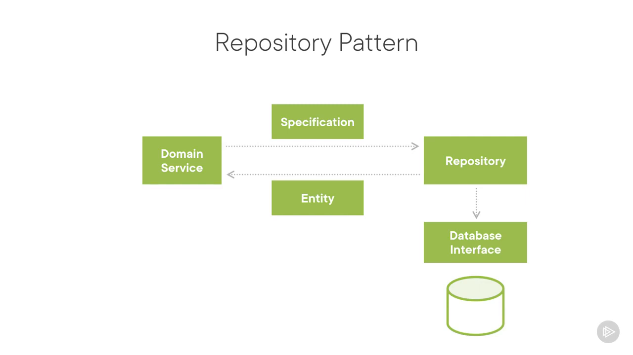A repository provides the illusion of an in-memory collection of objects. The application retrieves objects from a repository that meet a given specification. As Evans described it, a specification is an object that describes a set of criteria. An entity either satisfies the specification or it does not. The specification and the repository work together to query the persistence mechanism.